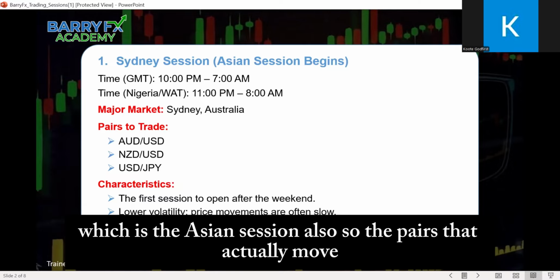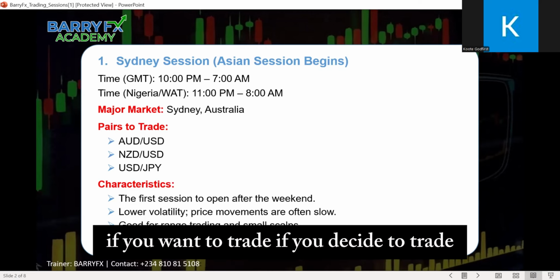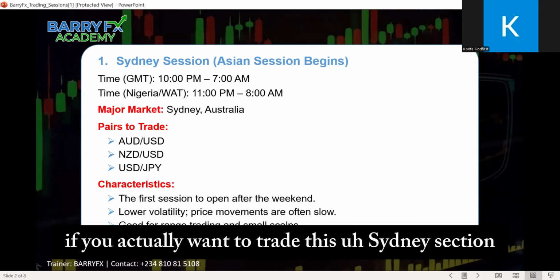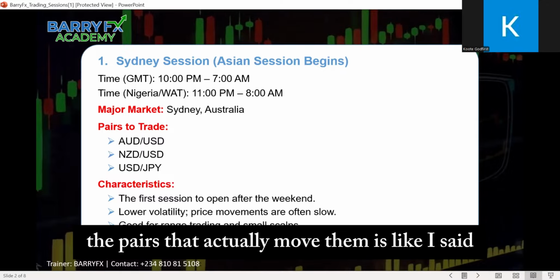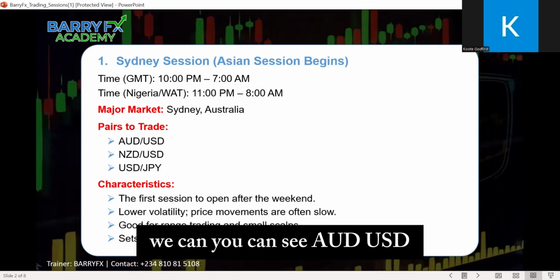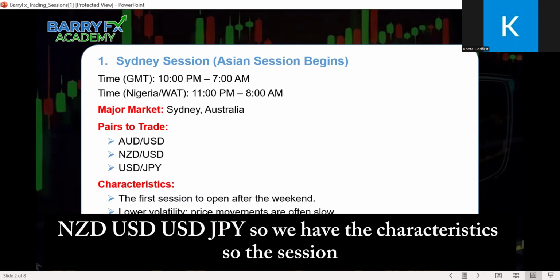So the pairs that actually move, if you decide to trade this Sydney section, like I said, are the pairs to trade during those sessions. You can see AUD/USD, NZD/USD, USD/JPY.